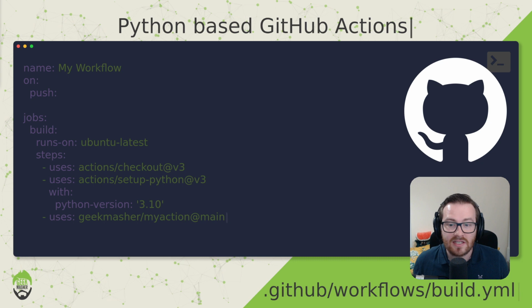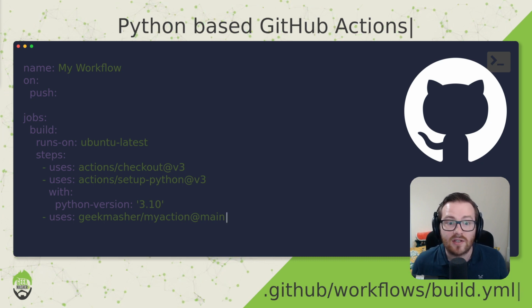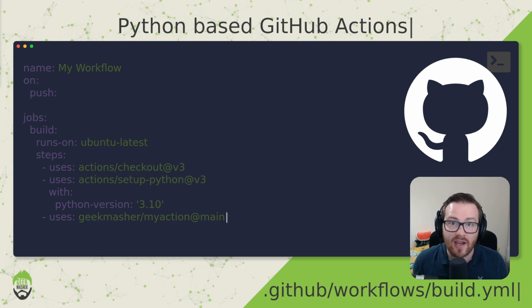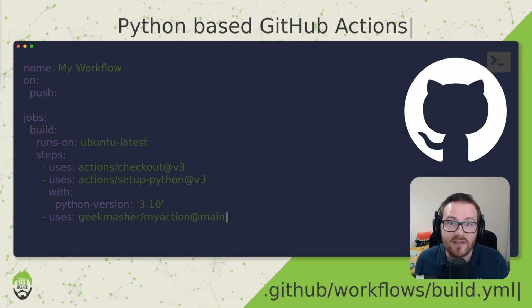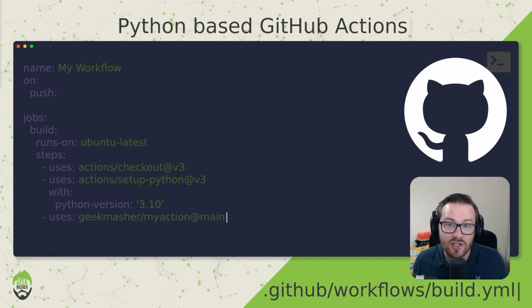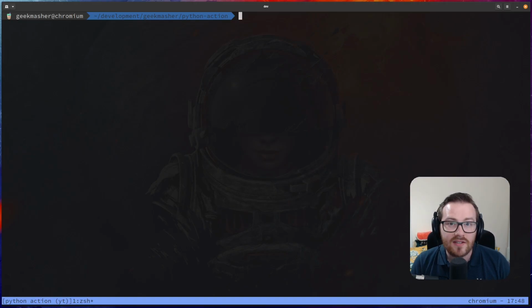A good example is the code that you can see on screen. That is a YAML configuration file that defines 3 useful steps. The first one being a checkout, so checking out my code. The second one being setting up my Python to a specific version that I want. And the last one is a custom action that I want to use, and that's what we'll be working on today.